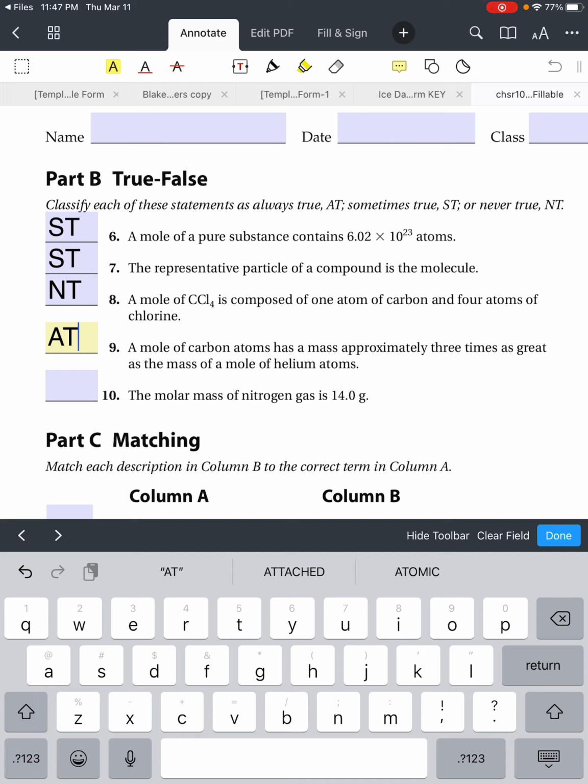And the molar mass of nitrogen gas. The nitrogen gas we breathe is N2. And it is true that nitrogen gas has a molar mass of approximately 14.0067 grams per mole, but the nitrogen gas we breathe is actually molecular nitrogen, or N2, so it would be 28 grams per mole. So this must be never true.